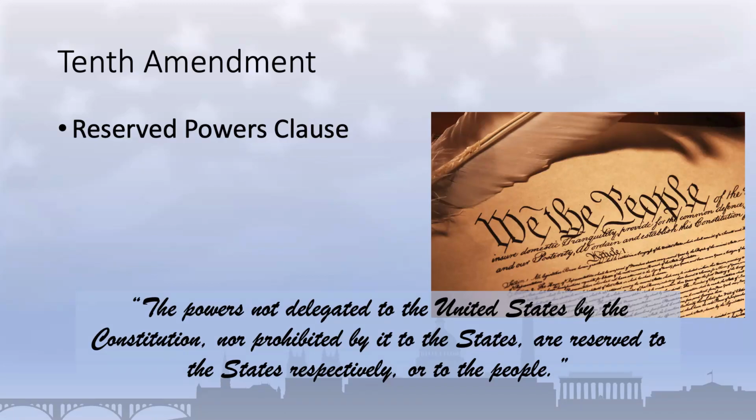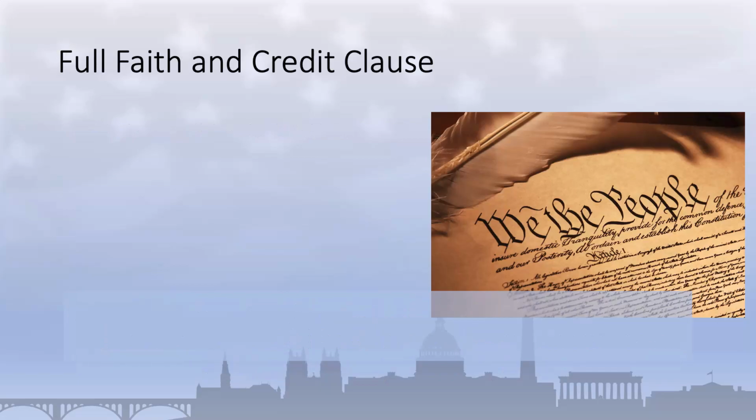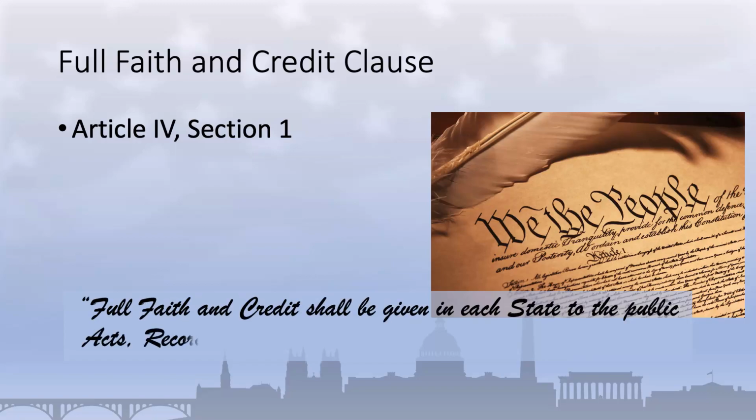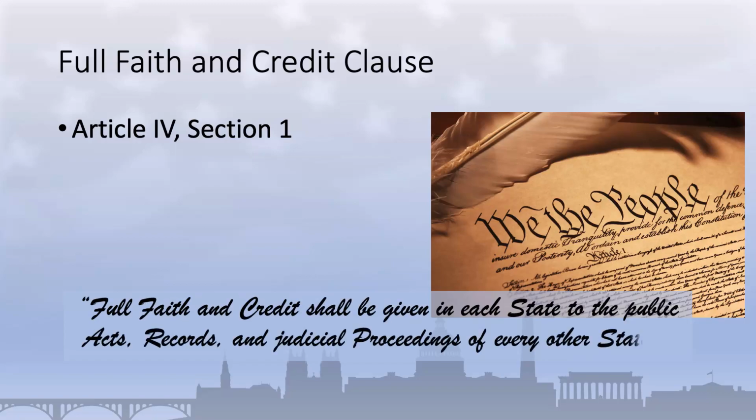The Full Faith and Credit Clause is a provision of the U.S. Constitution that requires each state to honor the laws, public records, and court decisions of the other states. It's found in Article 4, Section 1 of the Constitution, and states that full faith and credit shall be given in each state to the public acts, records, and judicial proceedings of every other state.